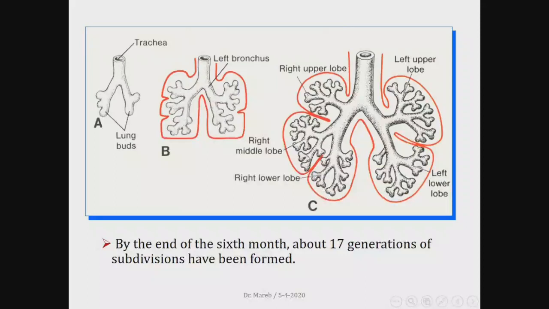And at the 8th week, there will be formation of 3 lobes on the right side, right upper, right middle lobe, and right lower lobe. While there are only 2 lobes on the left side, left upper lobe and left lower lobe. By the end of 6 months, 17 generations of subdivisions have been formed.